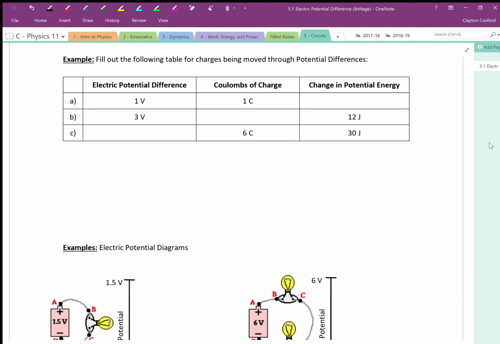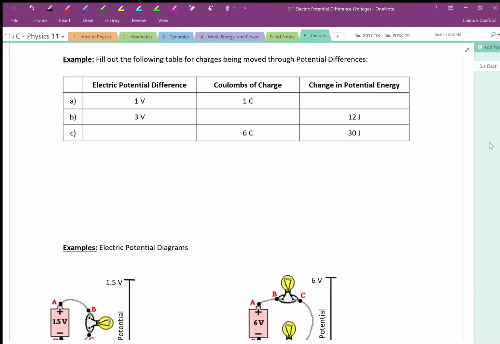Hi, welcome back. Here in this video, we're going to be looking at some examples in reference to electric potential difference. The first example that we're going to look at is simply relating electric potential difference to charge, to potential energy, or to the change in potential energy.